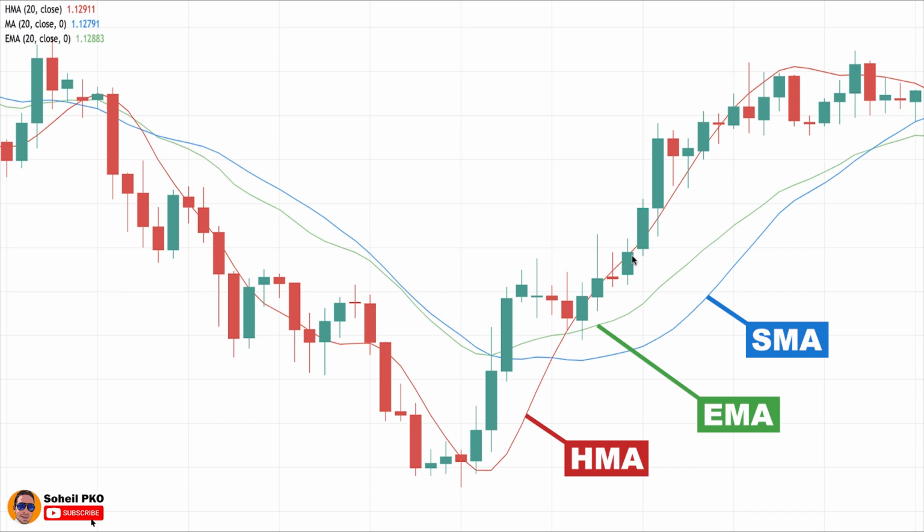If you are curious about the exact formula and calculation of the Hull moving average, or you need it for any purpose, just simply search in Google and you'll find it on many websites. Alright, now let's see how we can use it for trading.